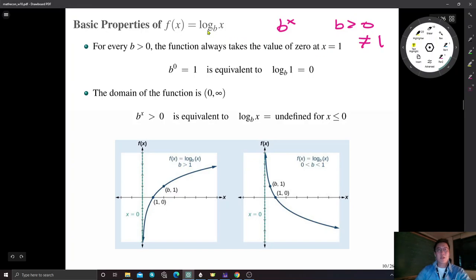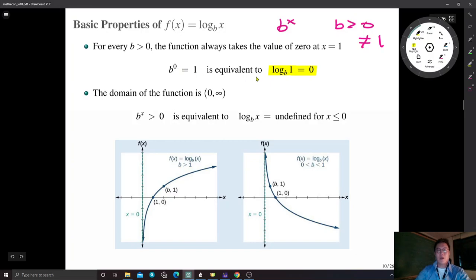Okay, so log with base b of 1 is always equal to 0, no matter what base b. This is immediate and very easy to understand, because this is equivalent to saying that b to the power 0 is equal to 1.